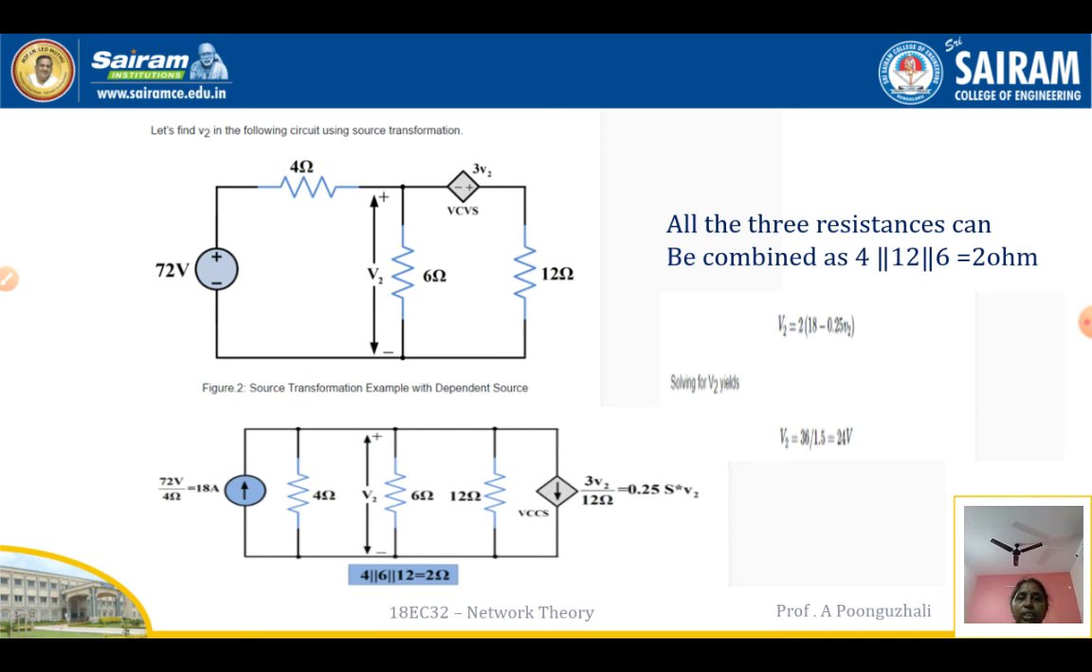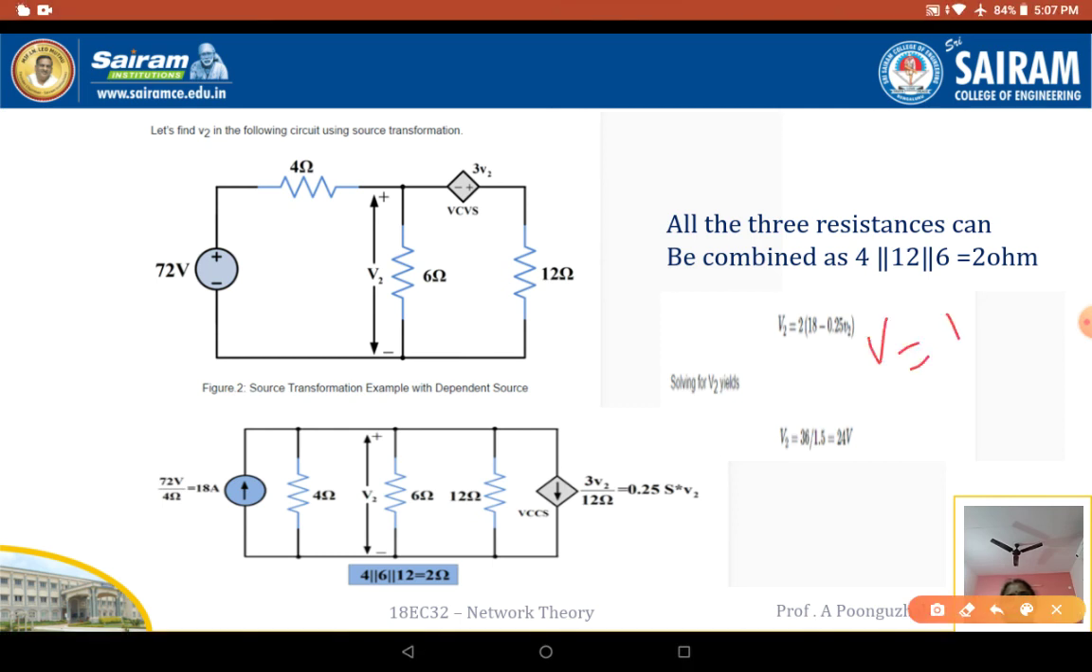So here in this case, how to find your V2? One current is in the upward direction and the other current is in the downward direction. So V is equivalent to I into R. Here the current is 18 minus 0.25 V2, into your resistance value, which is 2 ohms.